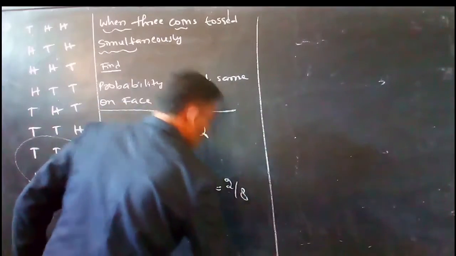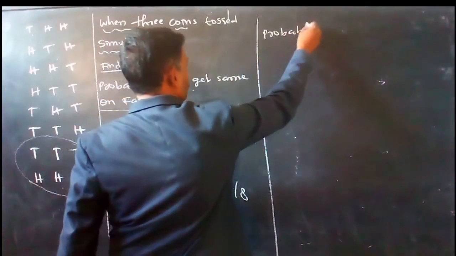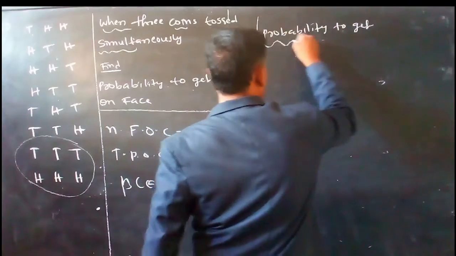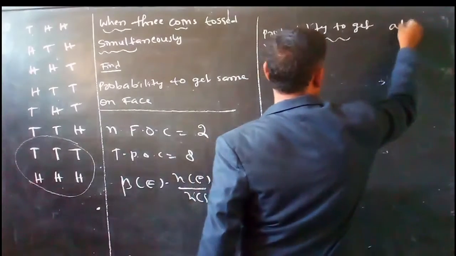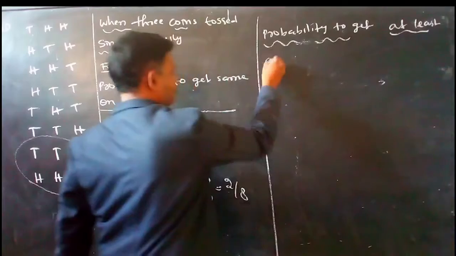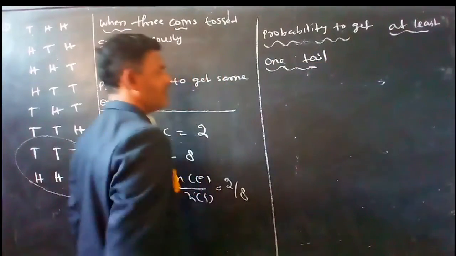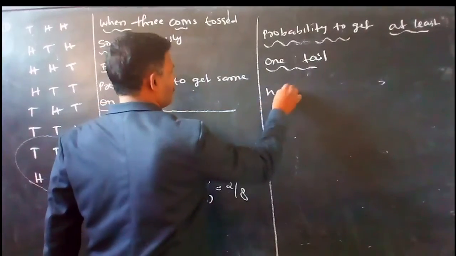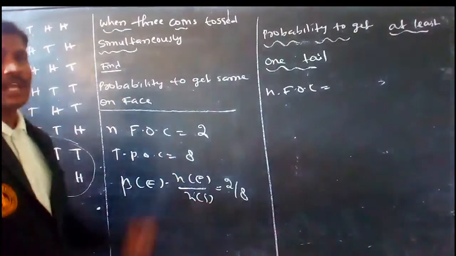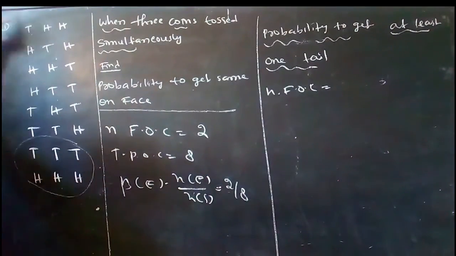Now, the probability to get at least 1 tail. At least 1 tail. First, I need the number of favorable outcomes. Here, what is the condition? At least 1 tail. This we can take.